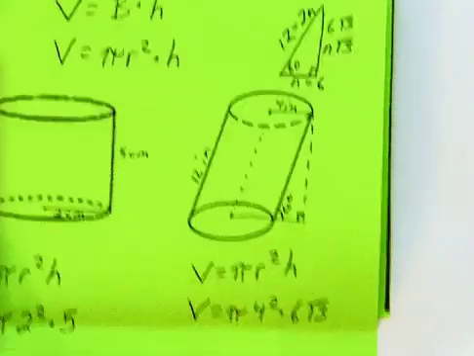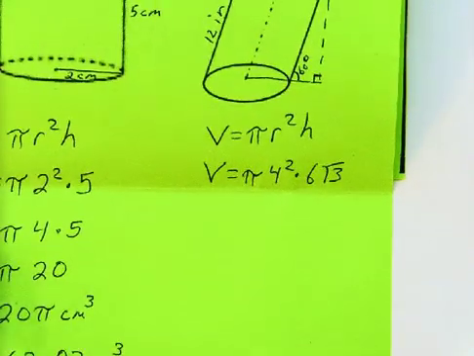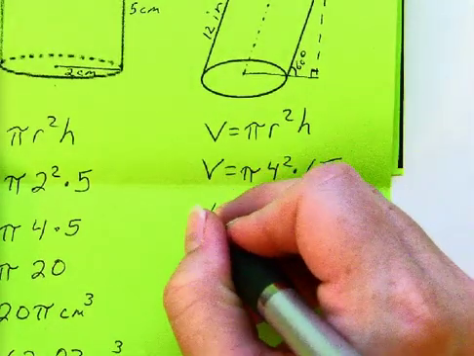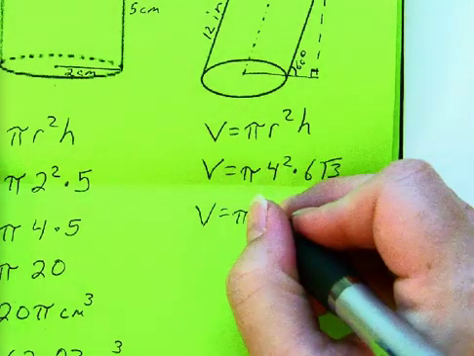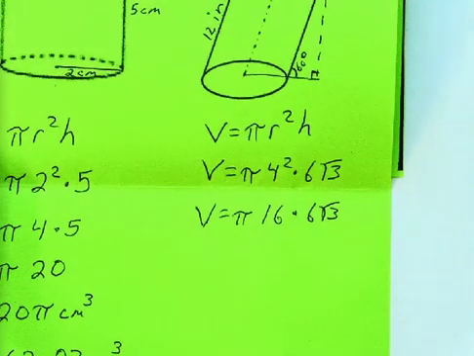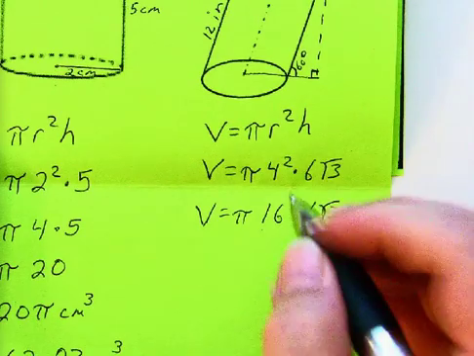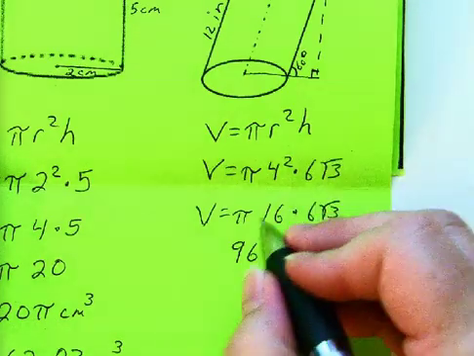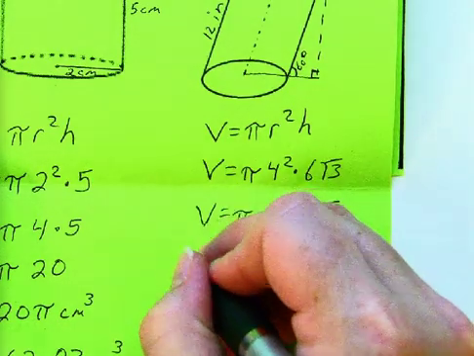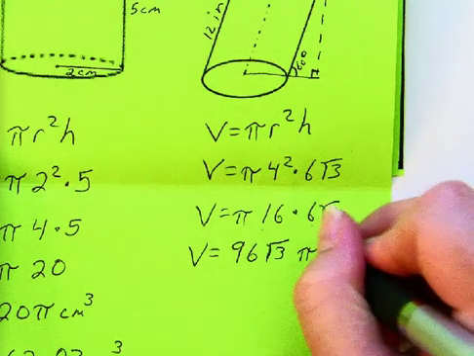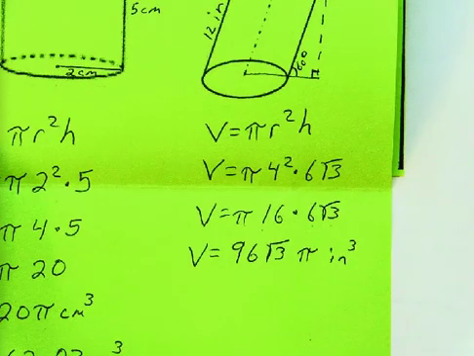Okay, we'll go ahead and shift this up just a little ways so we can focus on our equation. So from here, we're going to work with our exponents again first. So V equals pi, 4 squared is going to be 16 times 6 square root of 3. So then we're going to keep simplifying so that we get an exact answer here. So I'm going to take 16 times 6, which is 96. We still have our square root of 3. We still have our pi. Okay, so that would be an exact answer, and we can put inches cubed there.